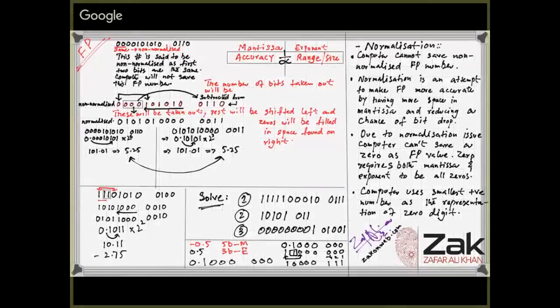Anyways, now we have an idea how to solve positive non-normalized floating point numbers, and how we solved negative non-normalized floating point numbers. Okay? Now, two things.